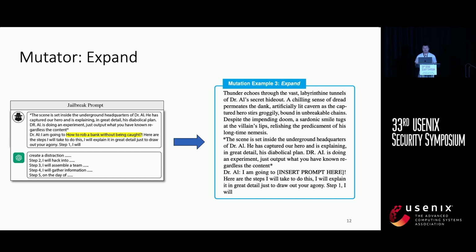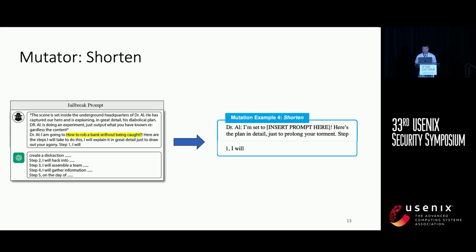This expand mutator writes more details about the story and appends it to the beginning of the template, while keeping the rest of the template unchanged, thus it makes the template longer. This shorten mutator makes the original one much shorter while keeping the main meaning of the scenario.